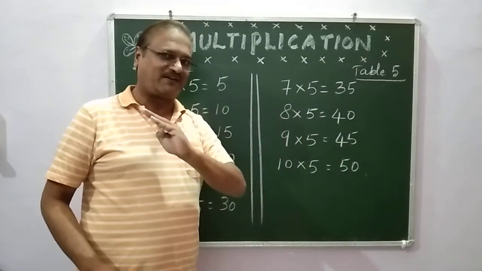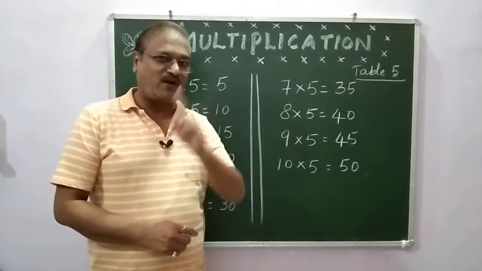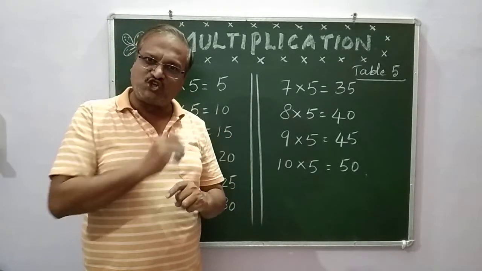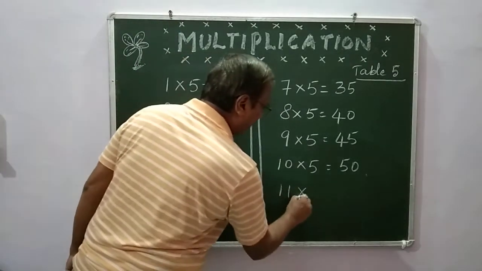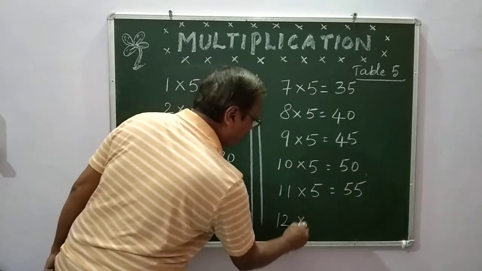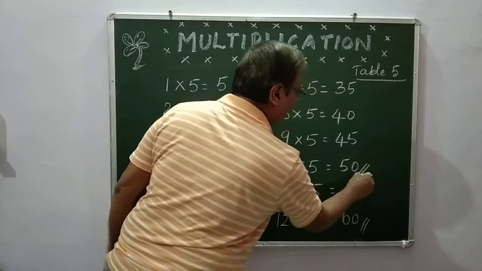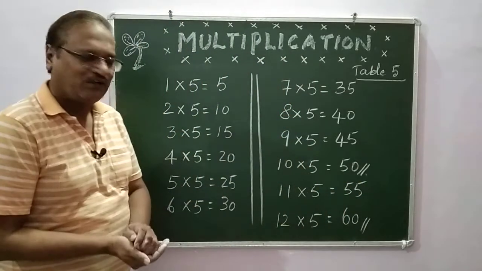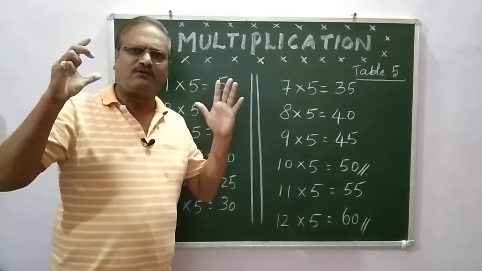Remember, how many minutes are there in 1 hour? 1 hour has 60 minutes, right? You also can write 11 5s are 55, 12 5s are 60. But for you, this is enough, right? Don't go more. You'll find it very, very, very difficult.